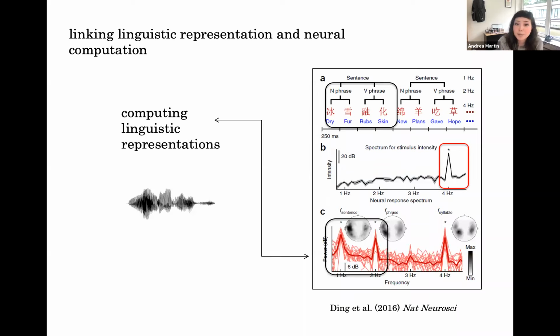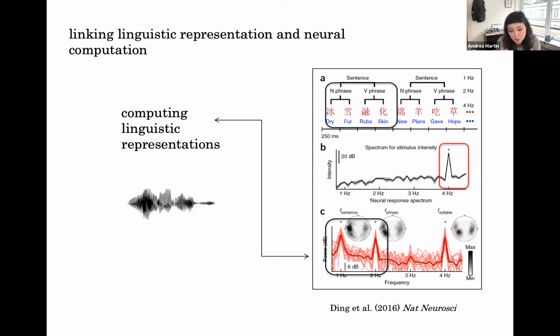You can see that by comparing B, which is the spectrogram that shows you the power at 4 Hertz in the physical signal of the stimulation, the synthesized speech. If you compare that to A, which is the annotation of the linguistic structure that is perceived from that 4 Hertz signal, compared to C, which is where you see the peaks at 1, 2, and 4 Hertz from the actual MEG data. So they argued that this pattern reflects the cortical tracking of words, phrases, and sentences.